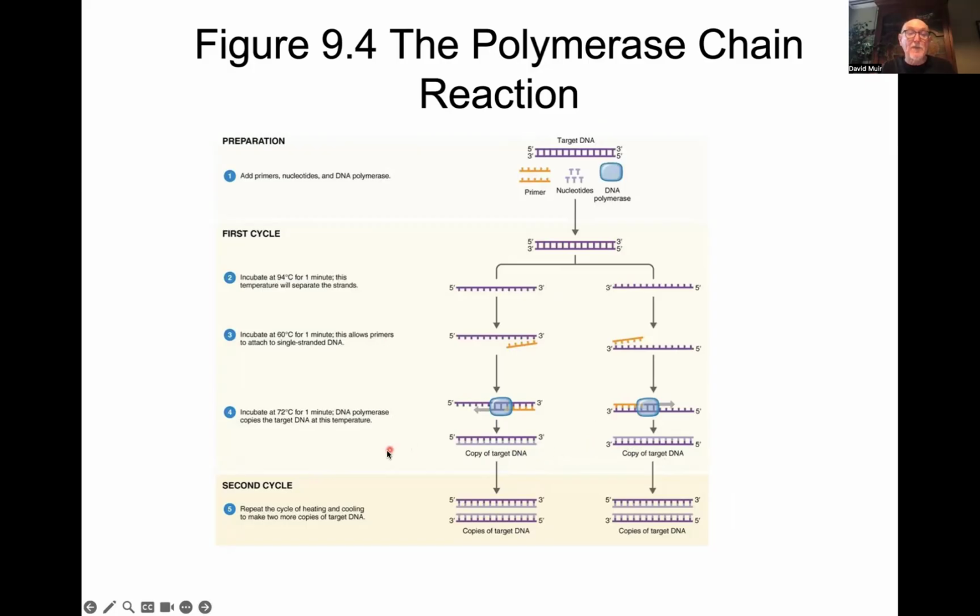We're now going to repeat the sequence. We're going to heat up again to 94, 95 degrees. We're going to melt our DNA again. It's going to separate. We're going to lower the temperature to 60, and the primers are going to stick back on to the piece of DNA. We're now going to raise the temperature to 72 again, and we're going to replicate again. And what do we end up with? We end up with 4 copies of our DNA. And we can do this over and over again.